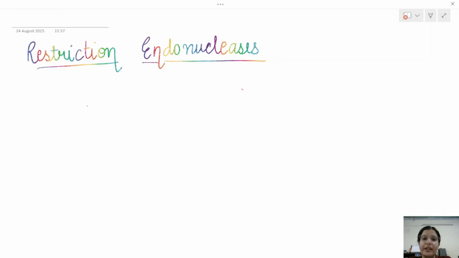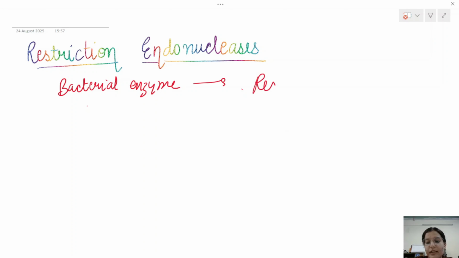Hey everyone. Yesterday we covered the fundamentals of RDT and some portion of enzymes. So today we will be covering the restriction endonucleases. This is a bacterial enzyme that cuts double-stranded DNA into fragments by recognizing a specific sequence. That sequence is known as restriction sites.